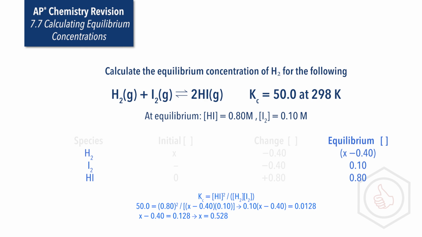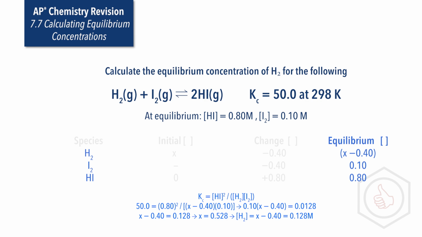Now remember, the question was asking us for the equilibrium concentration of H2, which we said was x minus 0.4. So 0.528 minus 0.4 gives 0.128 molar. That would be the concentration of H2 at equilibrium.